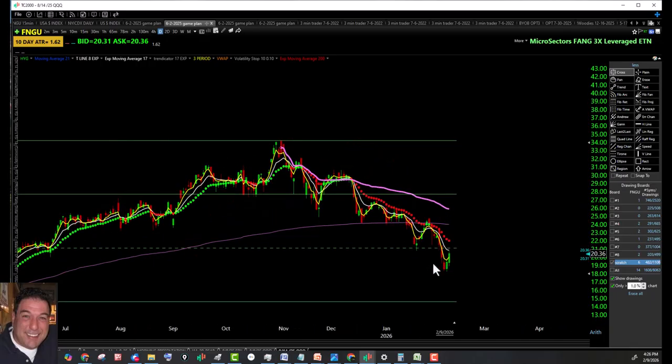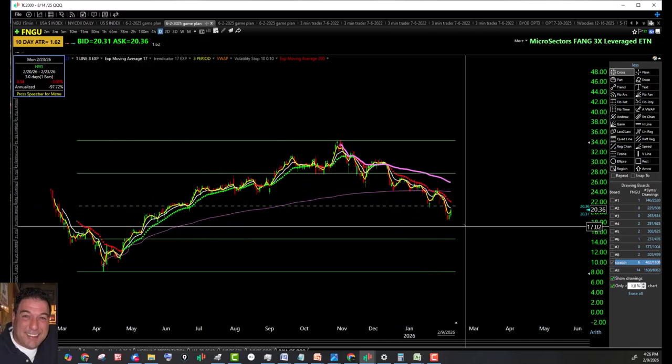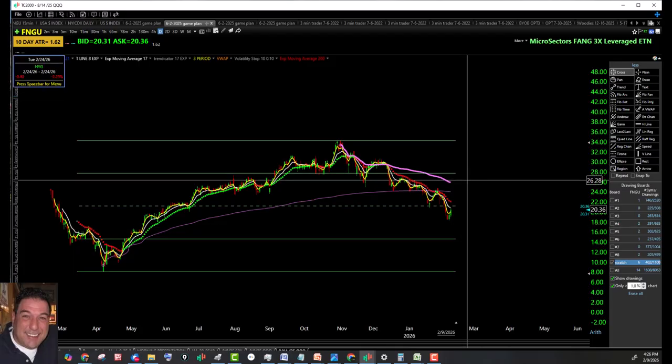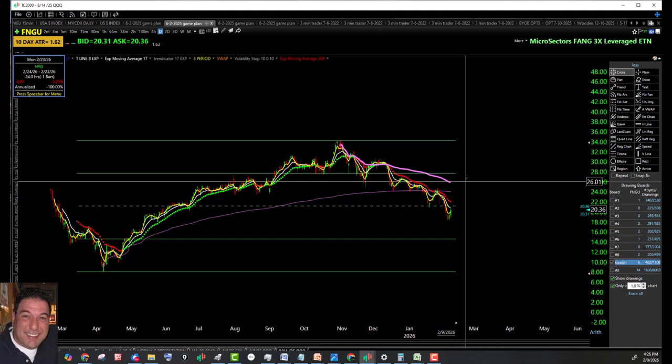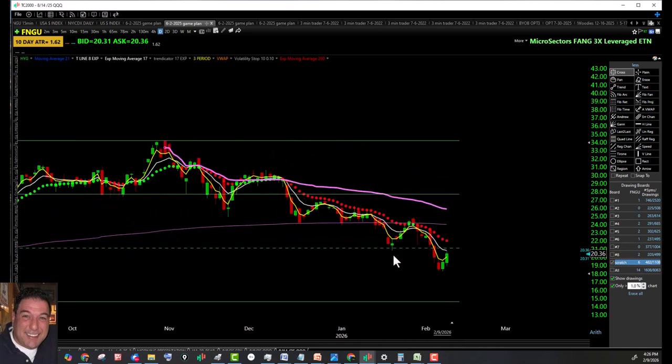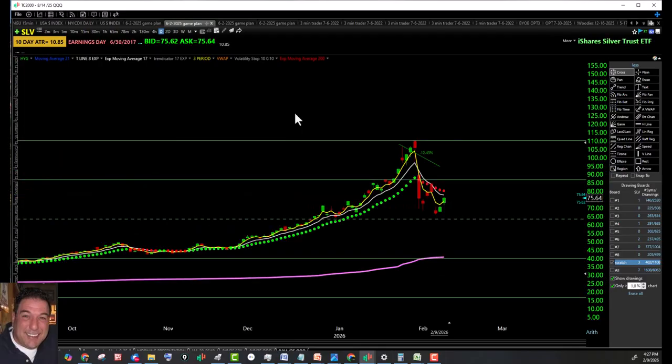Notice we're not in the lower third, that would be below the crosshairs. We're not in the upper third, that would be above the crosshairs. So we're neutral. You can see we got a low, we made a lower low, and in a downtrend. So neutral and in a downtrend. Let's take a look at silver and gold.